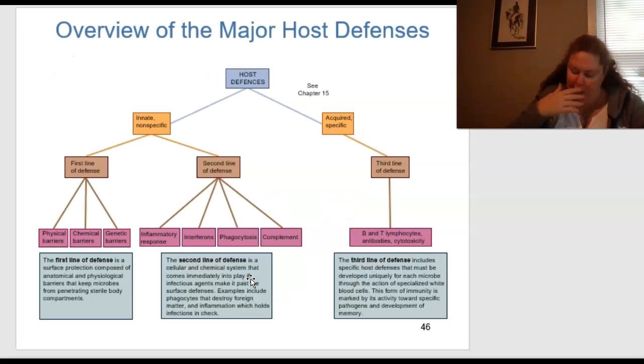All right, so this is the final picture in this series of slides. This is figure 14.21, and this is the flow chart summarizing the major components of the host defenses. Defenses are classified into one of two general categories: one is innate or nonspecific, two is acquired or specific, and these can be further subdivided into the first, second, and third lines of defense, each being characterized by different levels and types of protection. The third line of defense is the most varied, and it's responsible for specific immunity. And this is covered in greater detail in chapter 15.